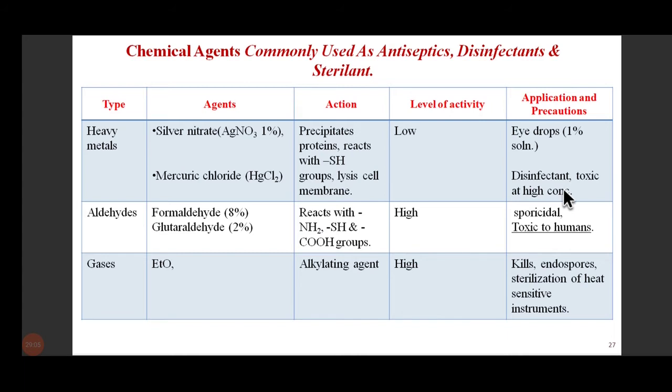Then we have gases, the most commonly used being ethylene oxide. It is an alkylating agent with a very high spectrum of activity. It is used for sterilization of heat sensitive instruments. As I've already told you, the principle of heating instruments is limited to a particular set of instruments. You cannot use certain instruments which are liable to get damaged by heat, so we can use ethylene oxide as a method of sterilization, and it has the additional advantage of killing spores as well.